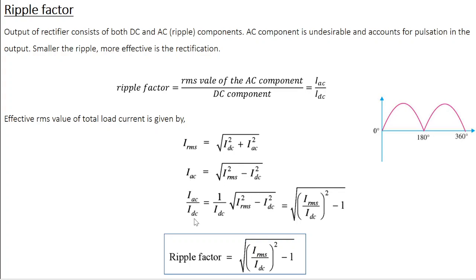So IAC divided by IDC equal to square root of I RMS square minus IDC square divided by IDC, or you can take IDC inside the square root. So this is going to be square root of I RMS square by IDC square minus IDC square by IDC square. So the ripple factor IAC by IDC equal to square root of I RMS by IDC whole square minus 1. So this is the general formula. Let's now specifically derive the expressions for a half wave rectifier and a full wave rectifier.